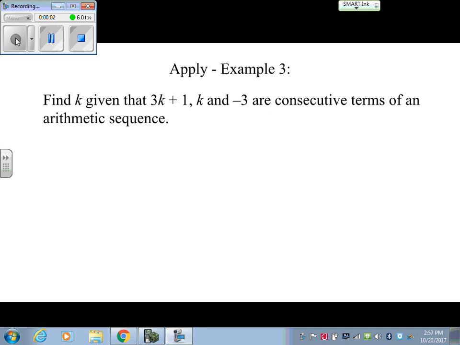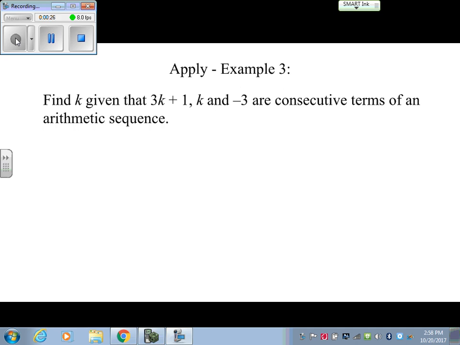Hello, Math Studies students. Today we'll be continuing our lesson on arithmetic sequences, essentially picking up where we left off and looking at some more advanced applications of the concept of arithmetic sequences and some of its properties. For this example, we are trying to find an unknown value k, given that 3k plus 1, k, and -3 are consecutive terms of an arithmetic sequence.